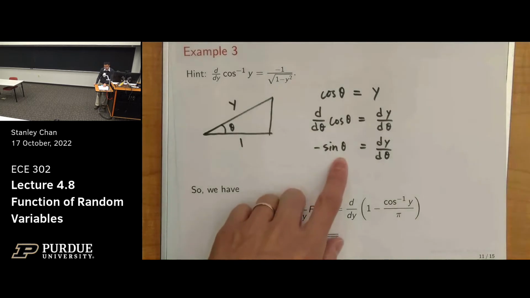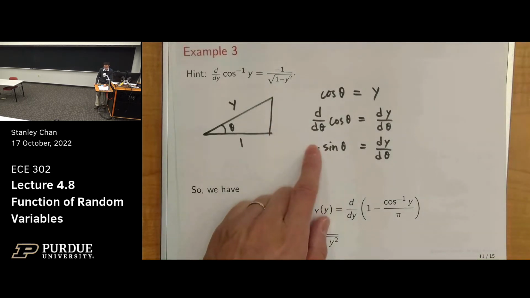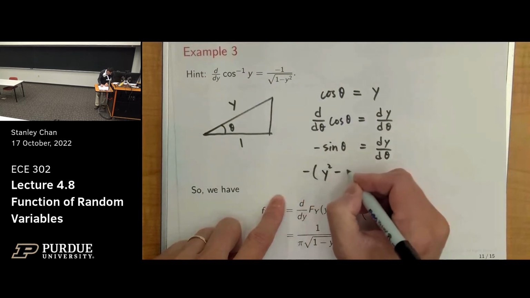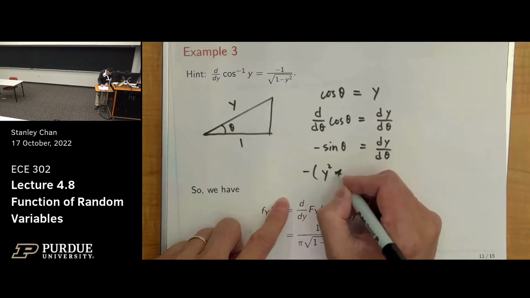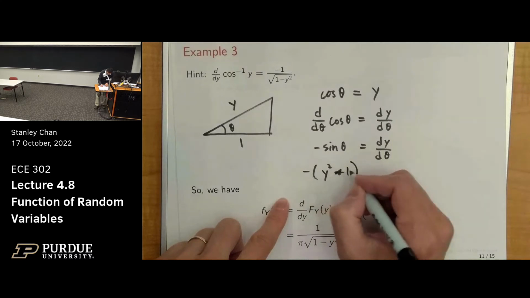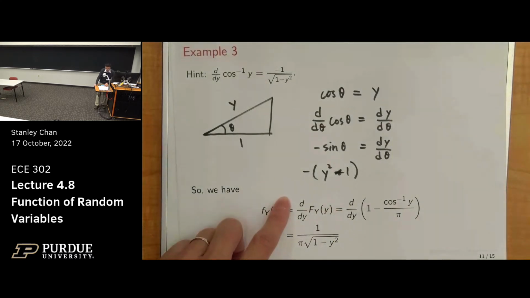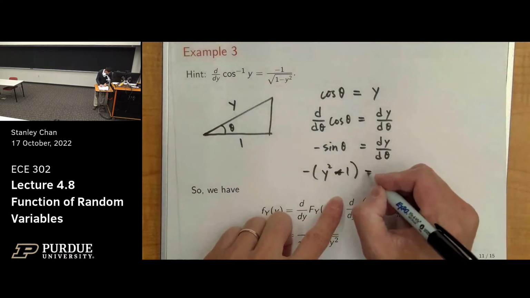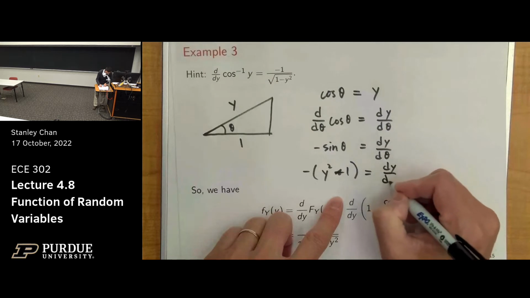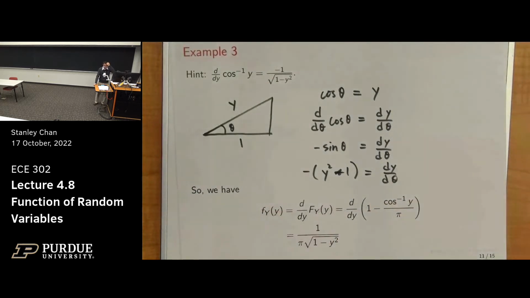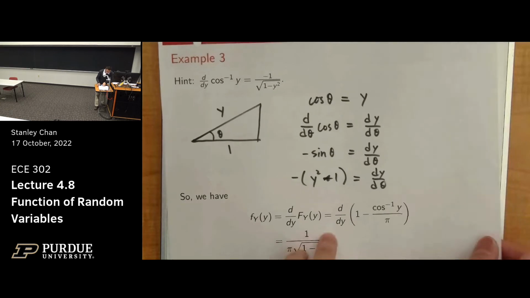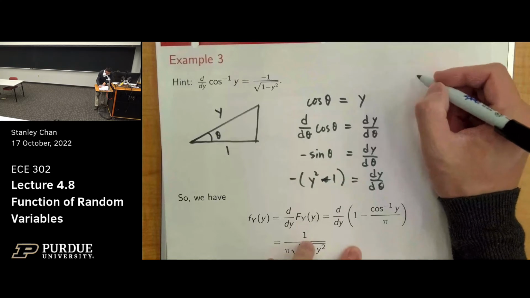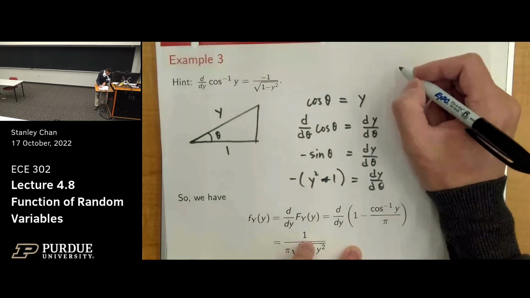Okay? So in this diagram, what is the sine theta? It will be the square root of 1 minus y squared. And that's going to give you this dy/dθ. So how are we going to calculate this derivative of cosine inverse of y? Then let me see if I do it right.